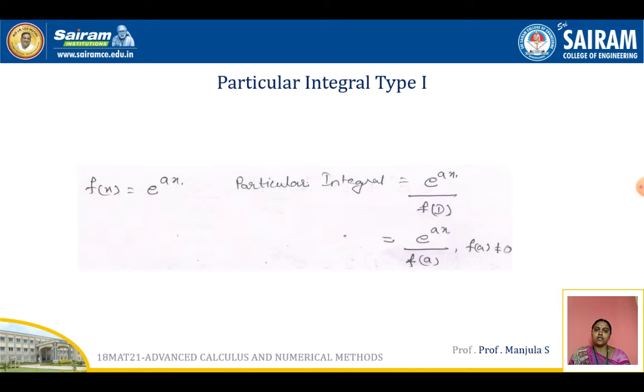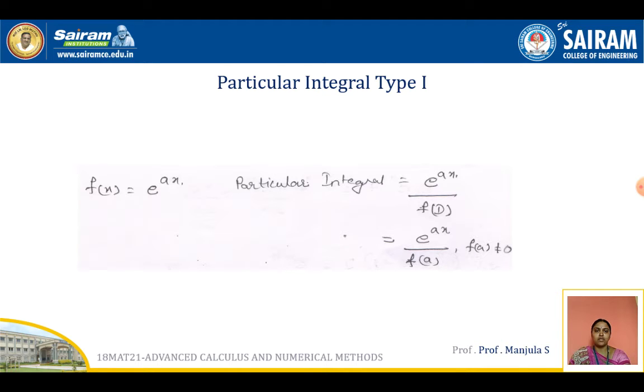Suppose the RHS term in a given differential equation contains an exponential term of the form e to the power ax, how can we solve that equation? Here we have to follow some procedures. To find the particular integral, e to the power ax divided by f of D, since the exponential term is given, we have to replace D by a. Here a means the coefficient of x in the exponential term.